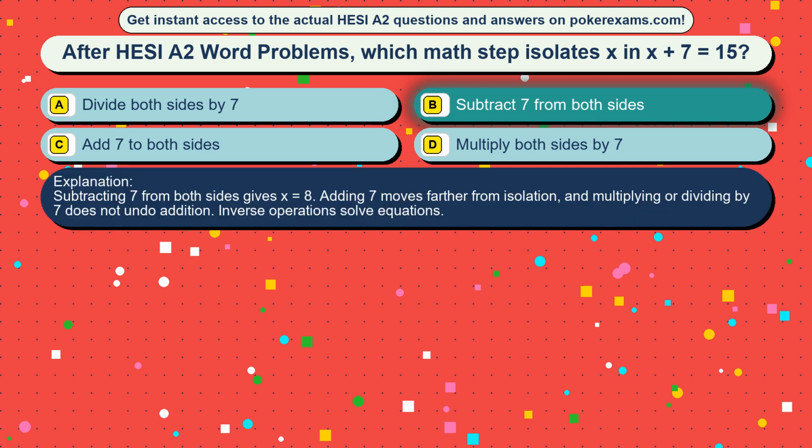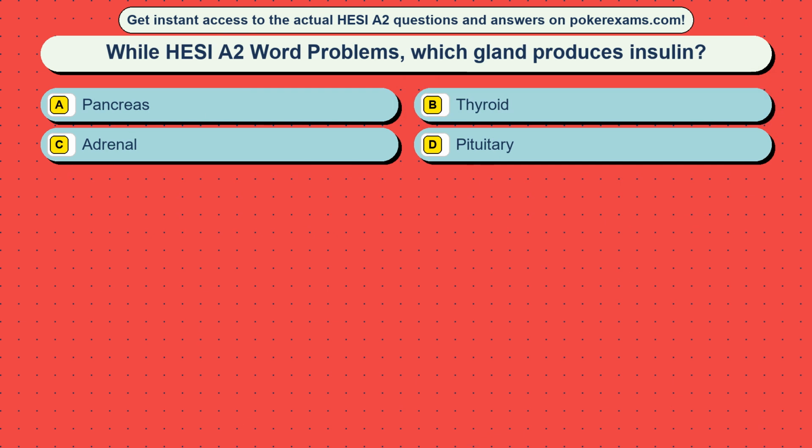Subtracting 7 from both sides gives x equals 8. Adding 7 moves farther from isolation, and multiplying or dividing by 7 does not undo addition. Inverse operations solve equations. Question 37.